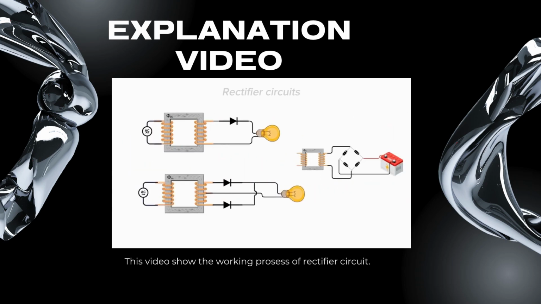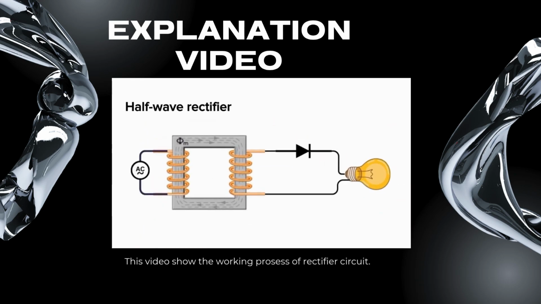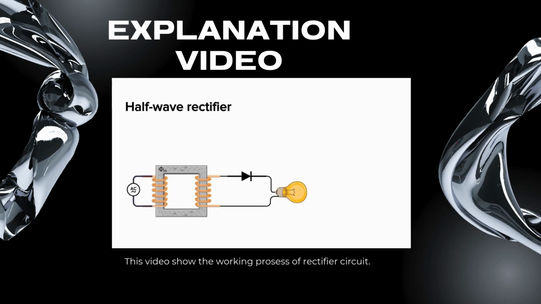Now let's discuss the rectifier circuits. First, the half-wave rectifier circuit. In this circuit, we first use a step-down transformer to decrease the voltage from 120 or 230 volts AC to 12 volts AC. Then we convert this lower voltage to DC using a diode. Only one diode is connected in series with the load in this circuit.